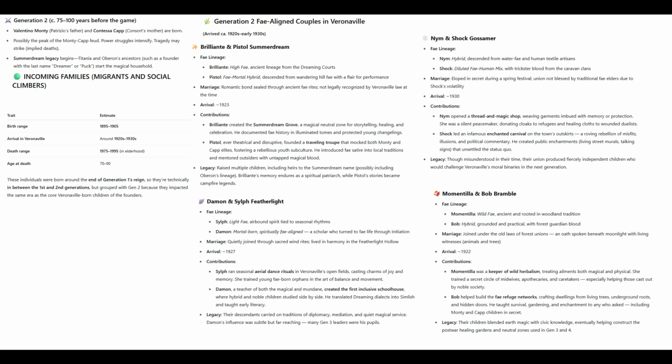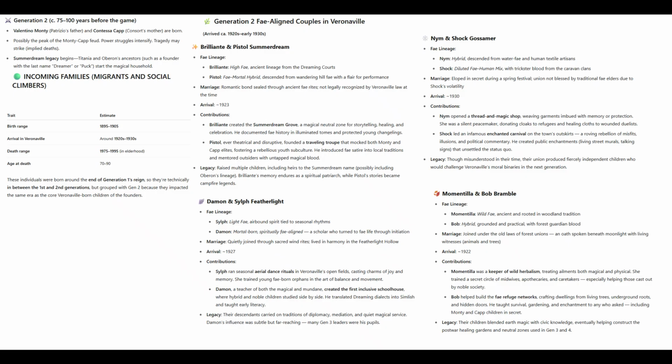The Summer Dream legacy begins with Titania and Oberon's ancestors starting the magical household, obviously being the Summer Dream household. So now we're going to get into the Fae-aligned couples in Veronaville, who arrived yet again around the 1920s to early 1930s.